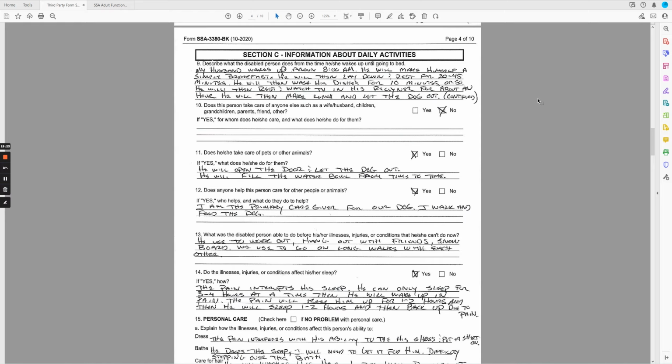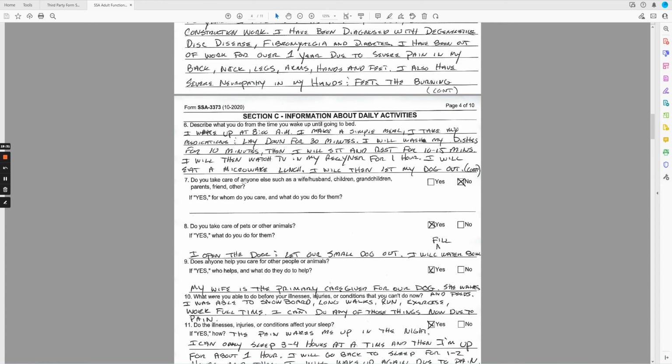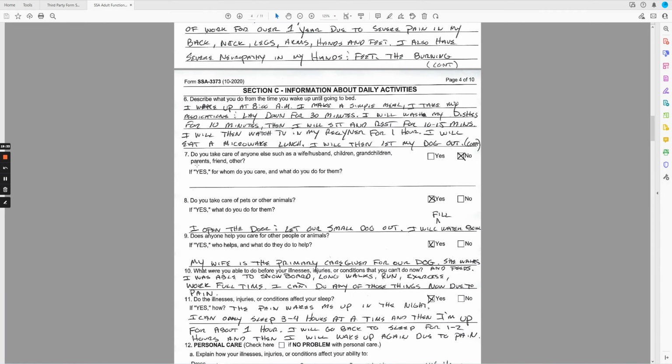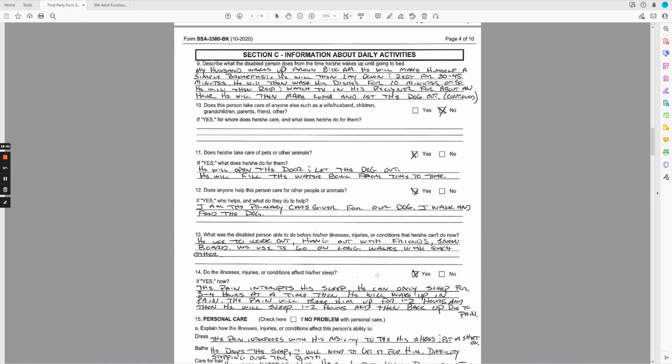Question 10, does the person take care of anyone else, such as a wife, husband, and children? Here we wrote no. And then as you can see on the adult function report, it's exactly the same. Do you take care of anyone else, such as a wife, husband, children, grandchildren, parent? No.